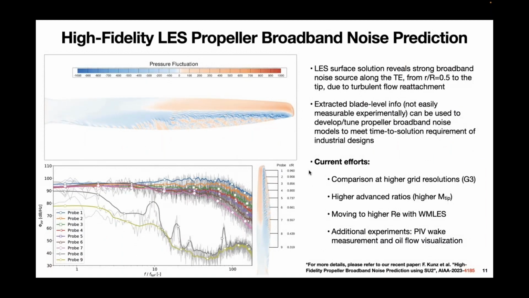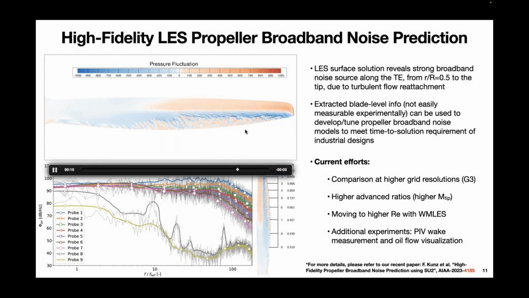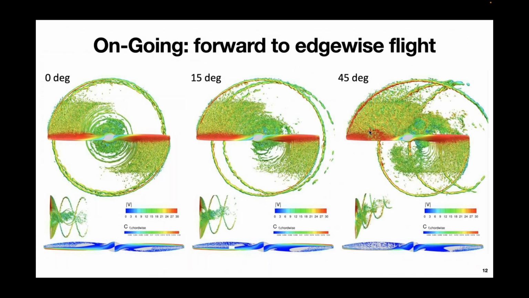Okay, with this LES simulation, we are able to extract some very useful blade-level information that is not easily experimentally measurable, and we can use this information to develop and tune engineering models for propeller noise to help the industry design quieter propellers with much lower time-to-solution requirements. The movie you see here is the pressure fluctuation at the trailing edge. You can clearly see the broadband noise region.